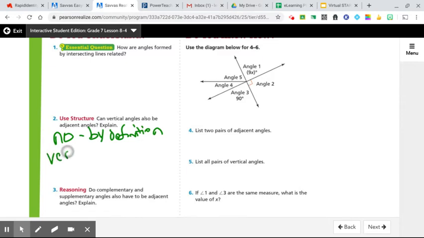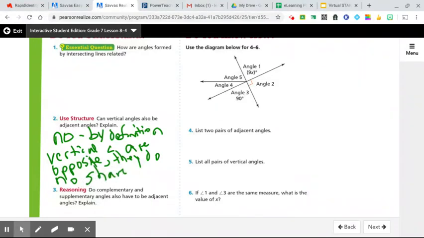Vertical angles are opposite one another. Vertical angles are opposite. They do not share a ray. They do not share a ray. Therefore, vertical angles do not meet the definition of adjacent angles, which do share a ray. So in short, the answer is no. It cannot be both. So if it's one, it's not going to be the other.